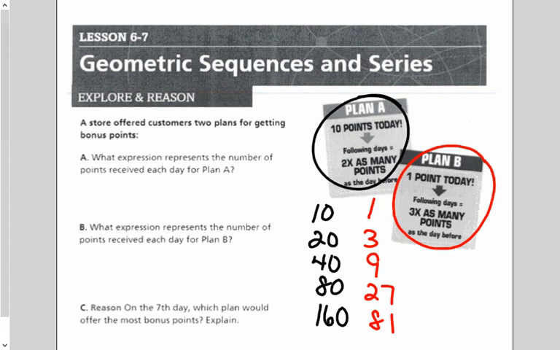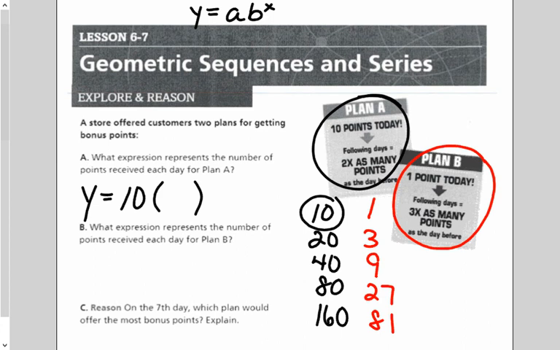In part A, they want an expression for the number of points received each day for that first plan, Plan A. So if we think back to our lesson on exponential growth, we had that a times b to the x formula. And that's what we're going to go with here, but we're going to change it up just a little bit. The a is still going to be what you begin with. So your start value is 10 times 2, since it's doubling, the growth factor will be 2 because we're multiplying by 2 every time.